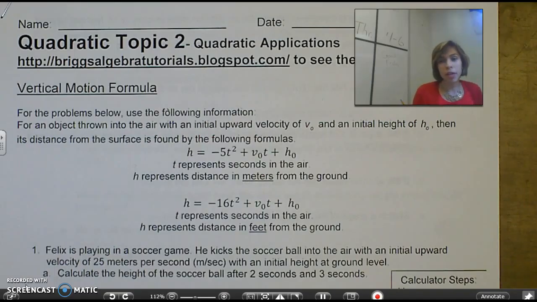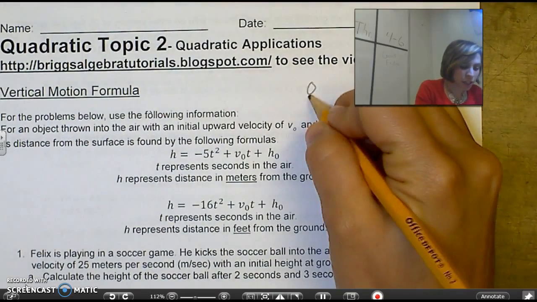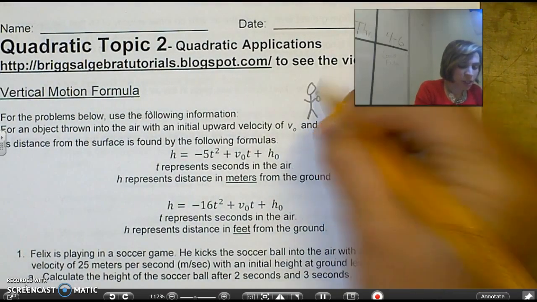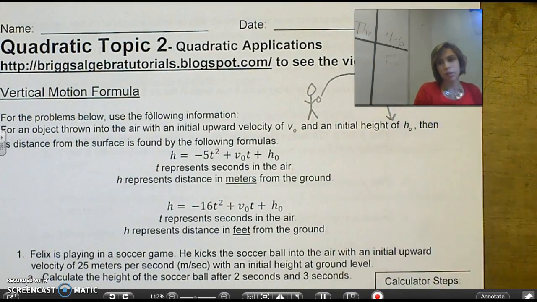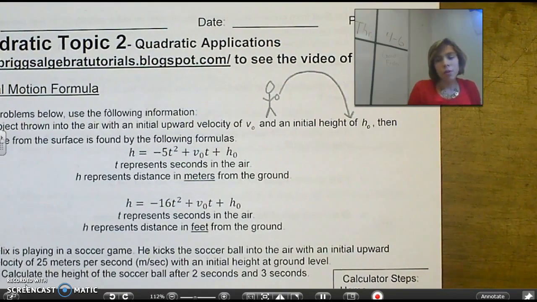So I'm going to draw a picture. I want you to draw this on your notes. So we're going to draw a little guy. He's going to have a ball in his hand. He's going to throw that ball. Then it's going to go and hit the ground. Okay. So this is the motion of the ball going up and falling down.